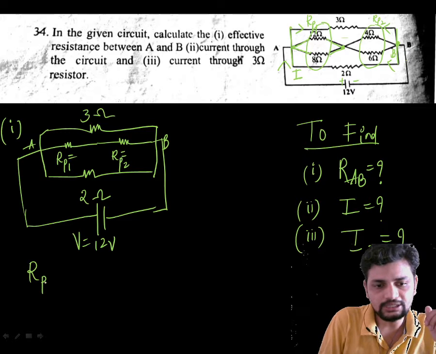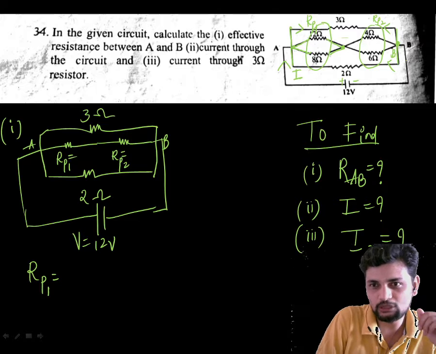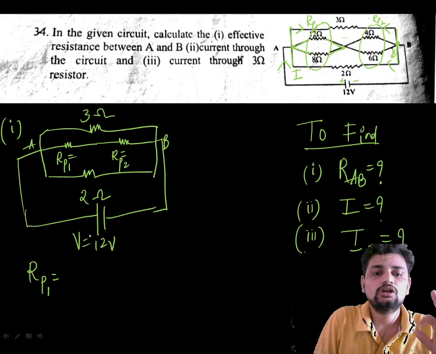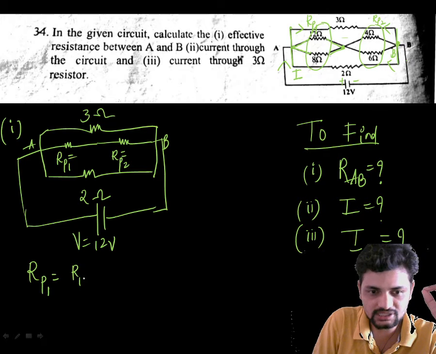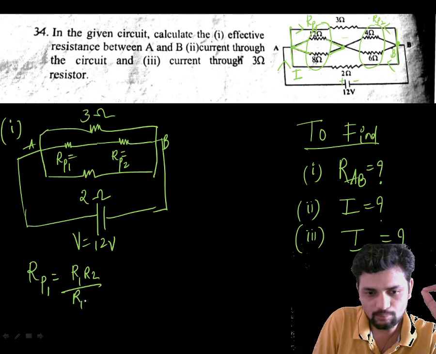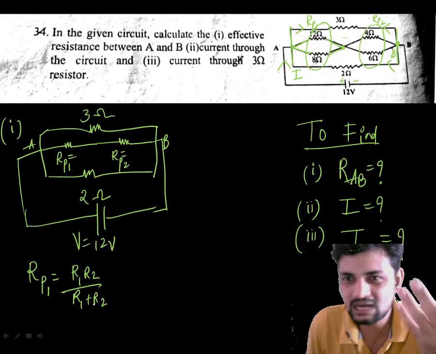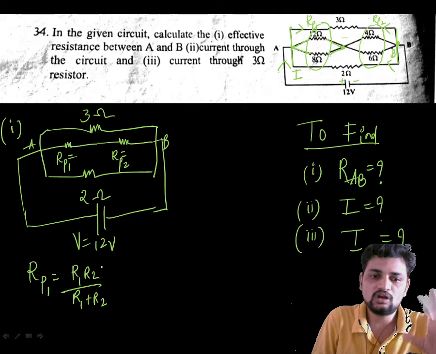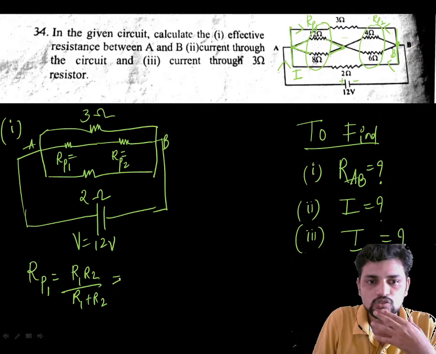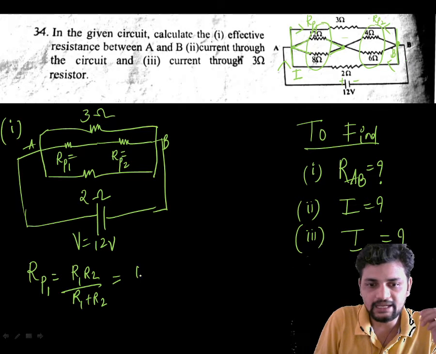RP1 means the effective resistance of this 12 ohm and 8 ohm. We know that if two resistors are in parallel, the shortcut formula is the product of resistors divided by the sum of resistors. It is actually 1 by Rp equals 1 by R1 plus 1 by R2. If you take the LCM and then the reciprocal, you can write down this shortcut. R1 is 12 and R2 is 8, so 12 into 8 divided by 12 plus 8.